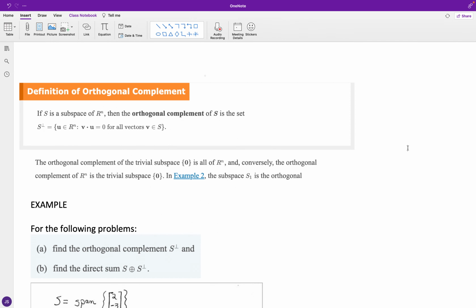Okay, now looking into what we have regarding orthogonal subspaces, we have in the mix what are referred to as orthogonal complements. And let's say that if S is a subspace of Rn, well, the orthogonal complement of S is going to be the set where we have S.